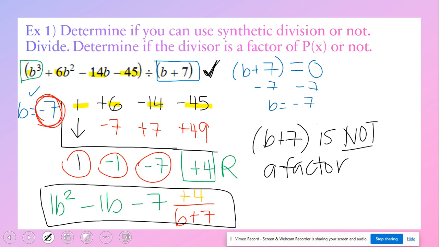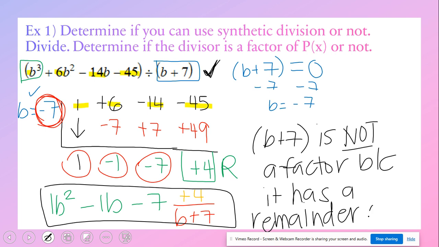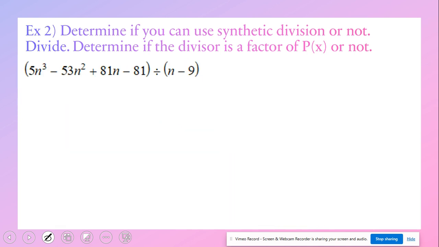Why is it not a factor? That's simply because it has a remainder of 4. The factor theorem says that an expression x plus a is a factor if and only if the remainder is 0. It expresses that in a different way, but it's not a factor because we didn't get a remainder of 0. All right, let's do another example.